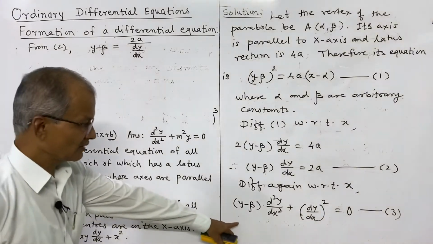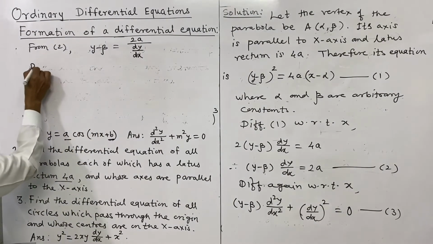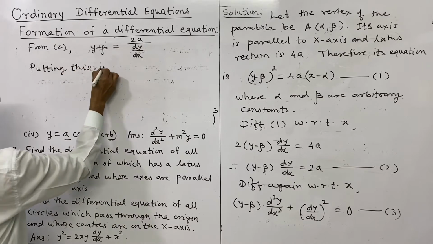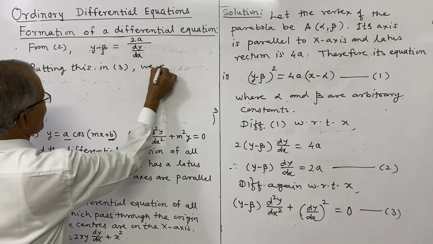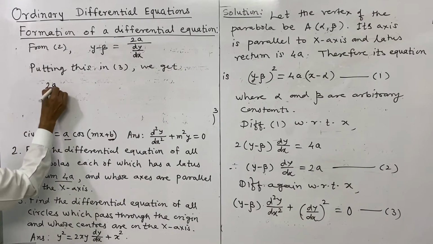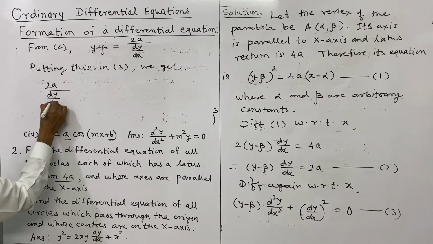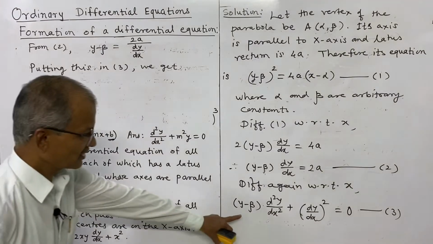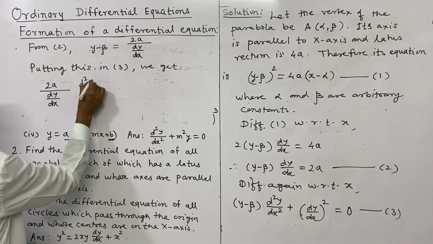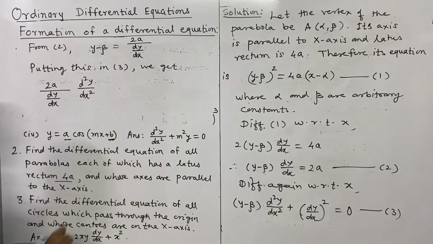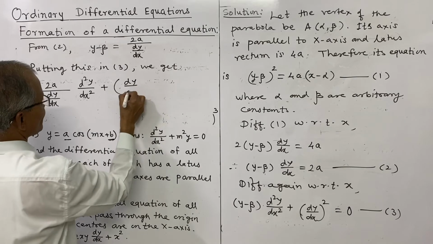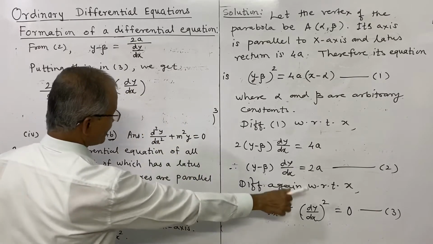Now we put this in 3. Putting this in 3, we get, that is 2a divided by dy by dx, y minus beta we are writing as this one, into d2y by dx square plus dy by dx whole square is equal to 0.